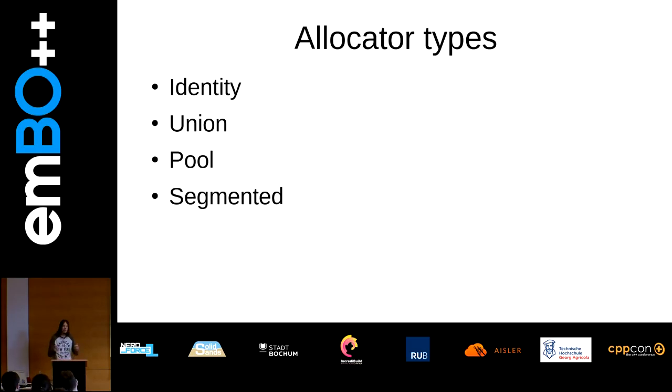So you have the identity allocator, which can only allocate a single element. It's basically the type, but then wrapped in an allocator. And then we have a union allocator, which can allocate one of several types. A pool allocator, which can allocate several of one type. And finally, we have a segmented allocator. This one is kind of special, because if you have multiple pools for a single type, you need to be able to connect them somehow, because otherwise you would not be able to know in what pool you have to allocate new elements. So I'll go into that a bit.